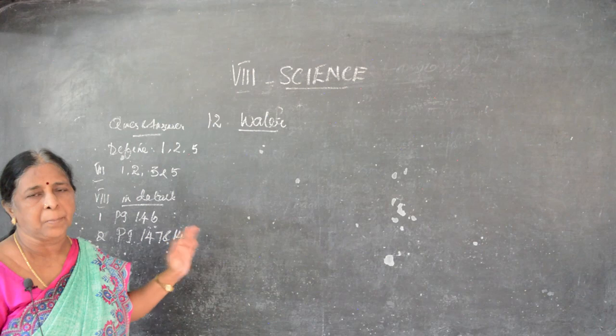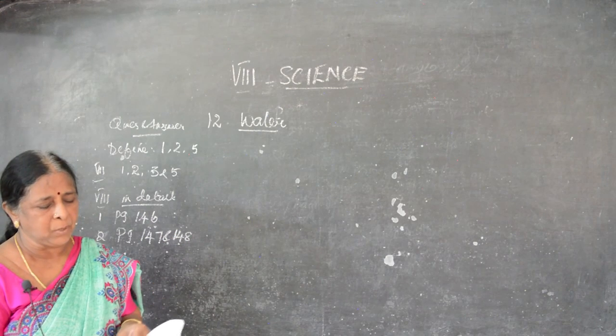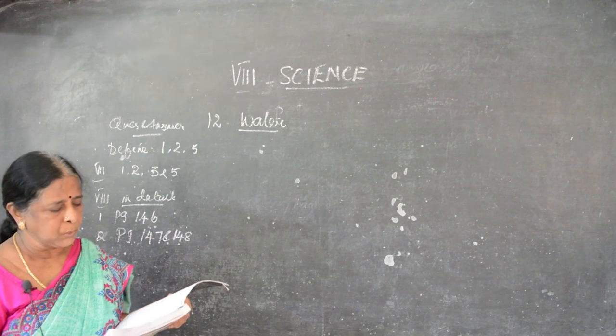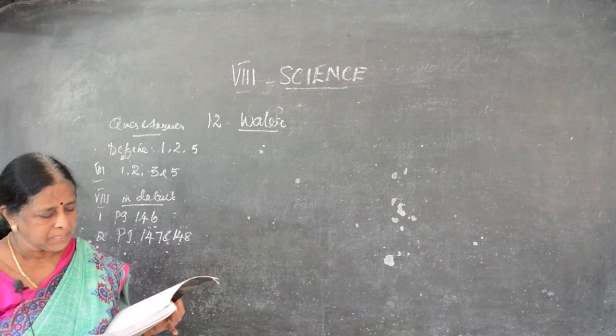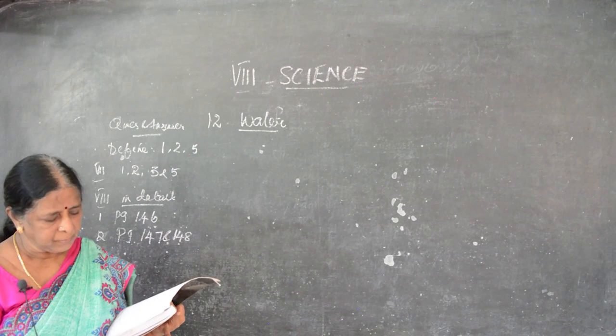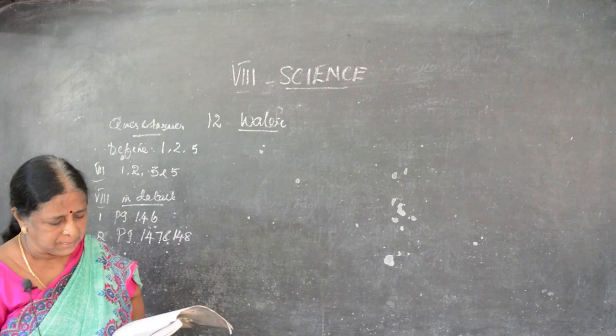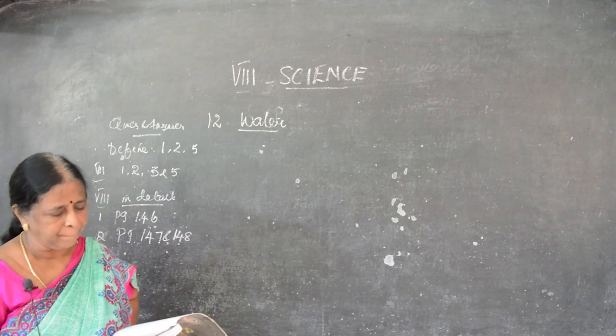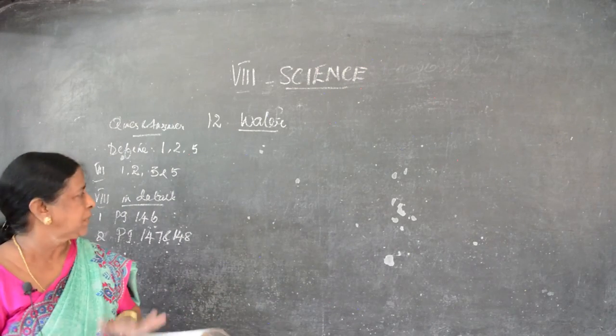Okay, children, science completed. So, the lessons I gave already: the physics 1 to 6 lessons, and chemistry 9 to 13, and biology 16 to 21. So we'll say what the portions for the annual exam are afterwards.